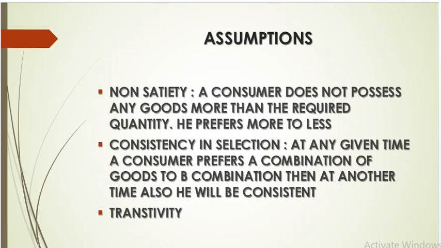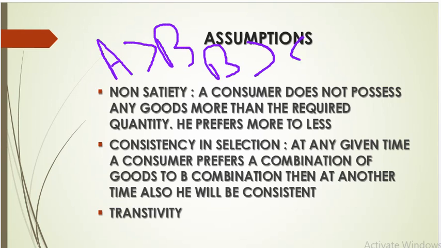And the consumer is non-satiety, meaning he is not going to get full satisfaction, because the consumer does not possess any good more than the required quantity. He always prefers more to less, and he always has consistency in selection. If I am preferring A to B, in every situation I am going to prefer A to B. Transitivity means if he is preferring A to B, B to C, and C to D, then it means he prefers A to D.